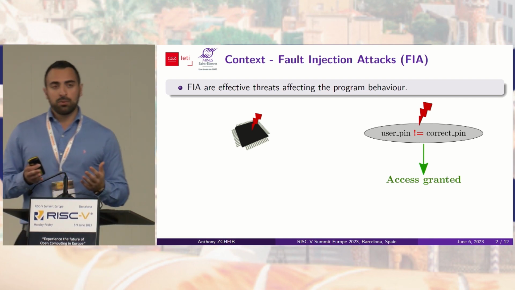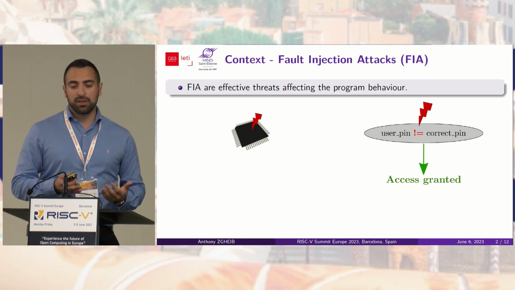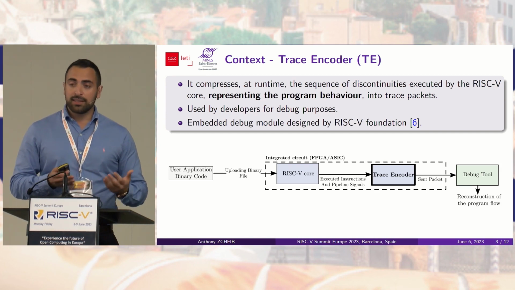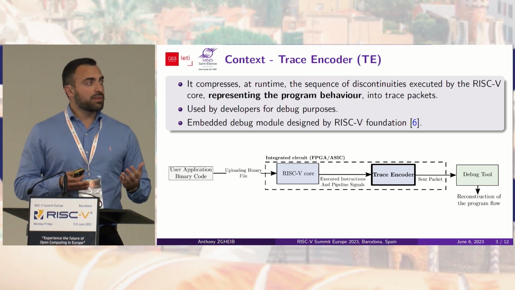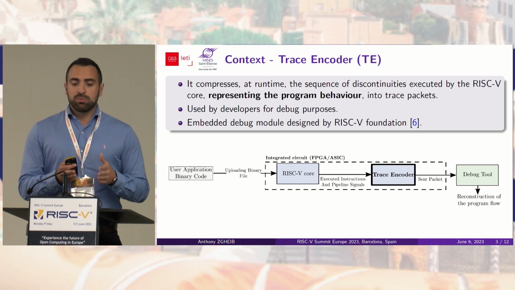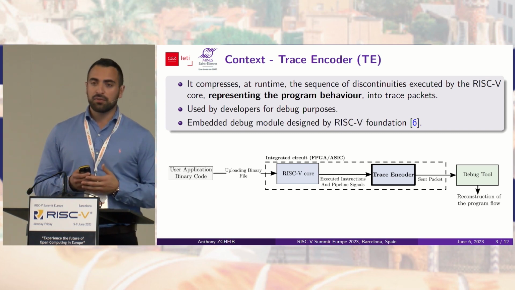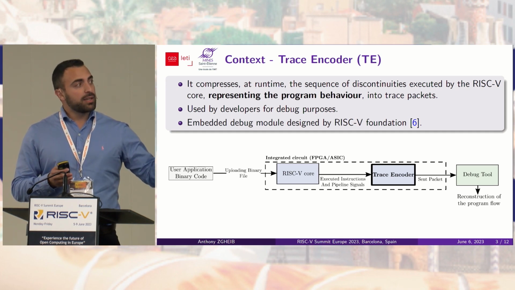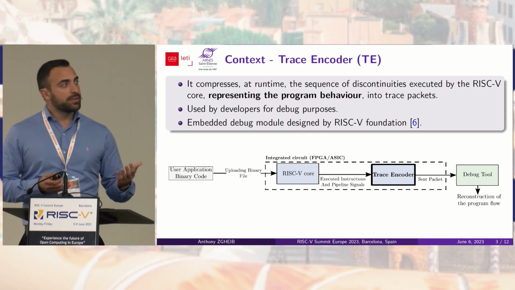So by this small example, we can see why it's necessary to verify the behavior of a program that is executed on a RISC-V core. The trace encoder, which is a debug module designed by the RISC-V Foundation, can give us information about this program behavior. As we can see here, the trace encoder is connected to the RISC-V core, and it receives the executed instructions of the program. This trace encoder compresses at runtime the sequence of discontinuity instructions executed by the RISC-V core, and reports it in trace packets. Developers can use these packets via an external debug tool to reconstitute the program flow, also having access to the binary code.